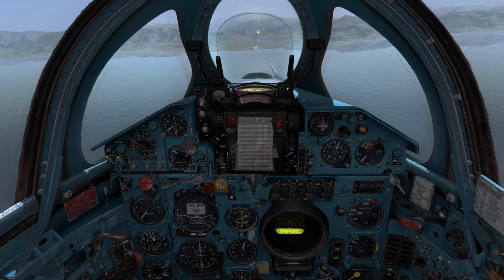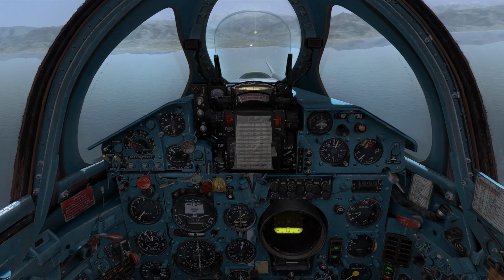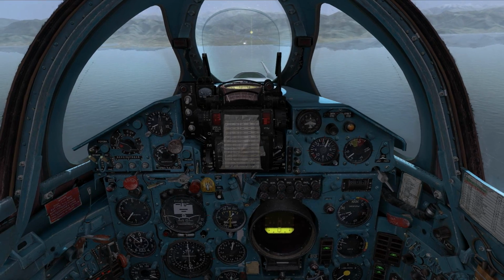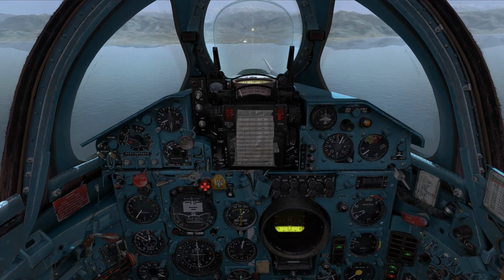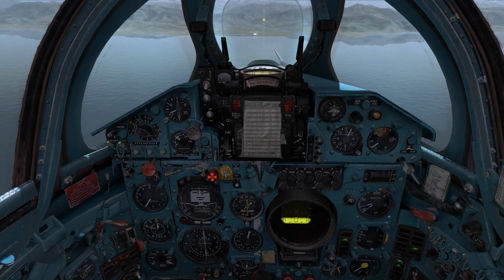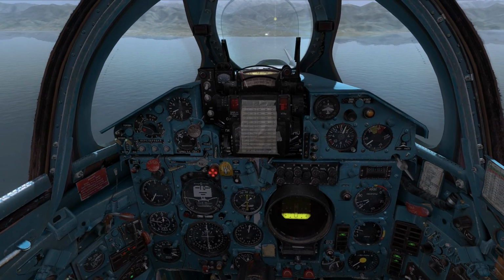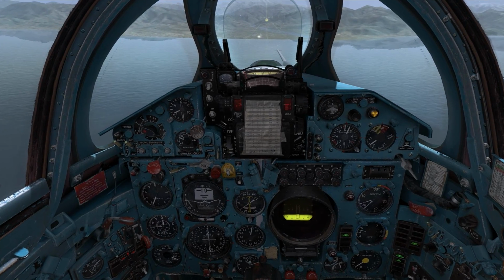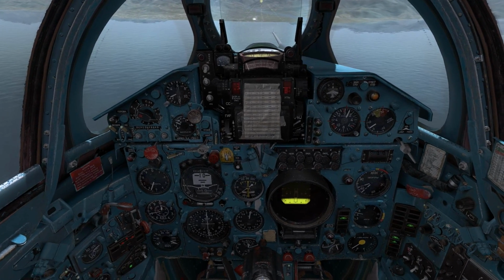So let me just reduce the power a bit, and we will wait for the aircraft to fly down the glide slope. As you can see, the nose is pointing a bit to the right. That's a bit normal. It will just do its correction, and you have to remember this technology is very old. Don't expect any spot-on approaches, but you will get to the runway quite nicely.